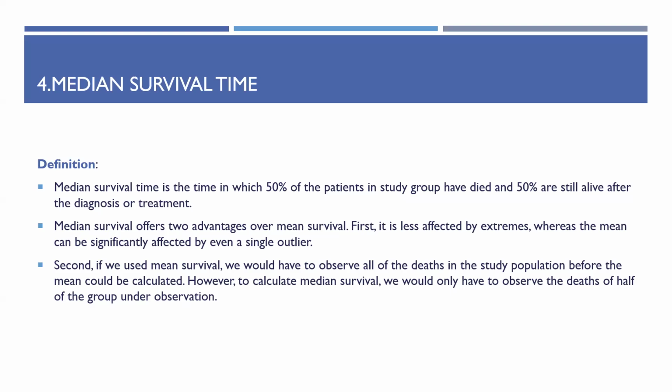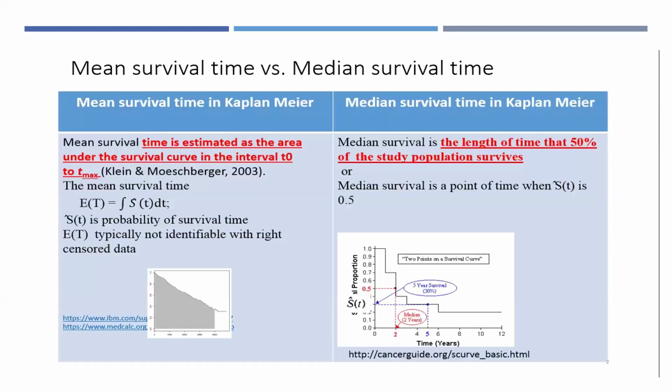Median survival offers two advantages over the mean survival. First, it is less affected by the extremes, whereas the mean survival can be significantly affected by a single outlier. Second, if we use mean survival, we would have to observe all of the deaths in the study population before the mean could be calculated. However, to calculate median survival, we would only have to observe the death of half of the group under observation.